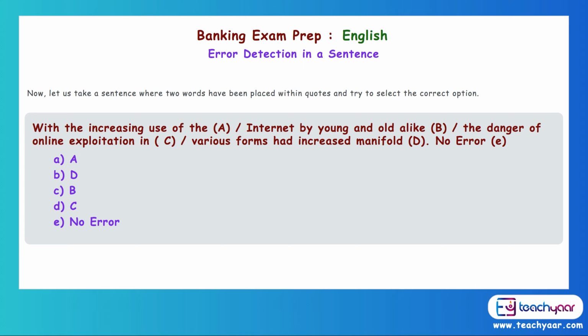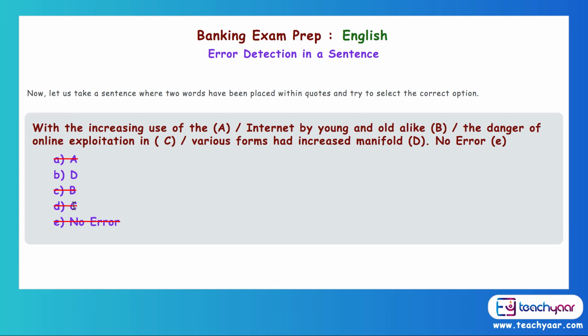Next sentence. With the increasing use of the internet by young and old alike, the danger of online exploitation in various forms had increased manifold. Well, there is a mistake here. A is deleted. With the increasing use of the, I think that's okay. So we delete A. Internet, of the internet by young and old alike. I think that's okay. The danger of online exploitation in, that's also fine. In various forms had increased manifold.